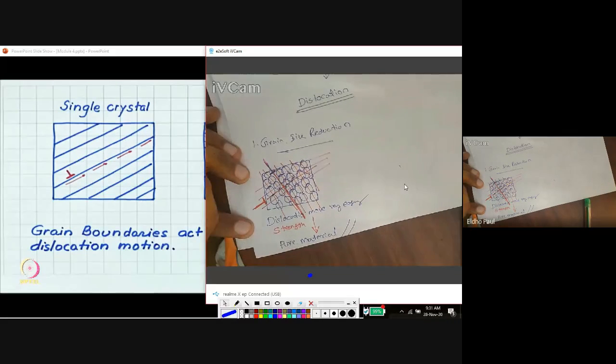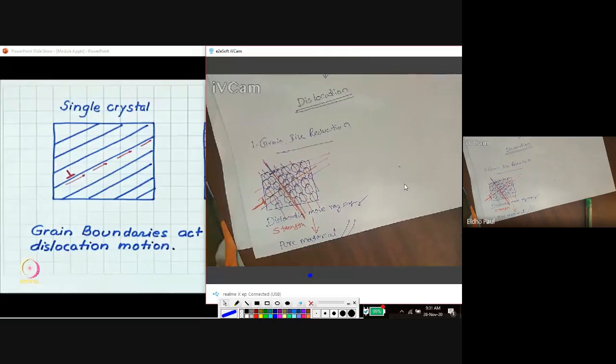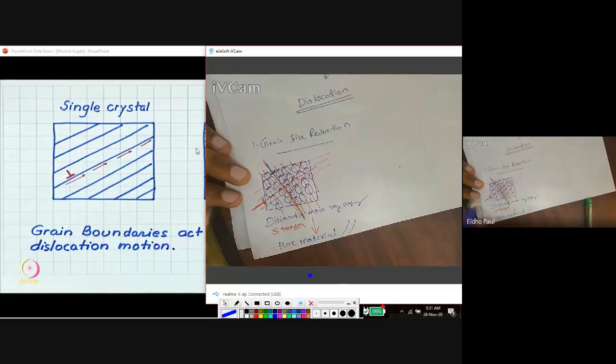So what do we do to improve the strength of gold? We add some impurities like copper or silver, or any other impurities, to improve the strength. Here pure material is very weak because the dislocation can move easily along the slip plane. This is a single crystalline material.